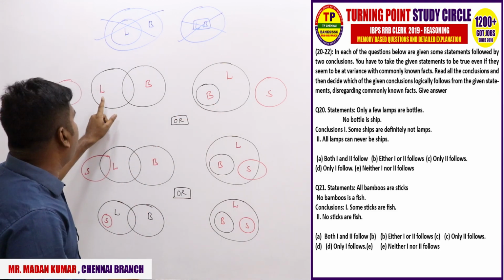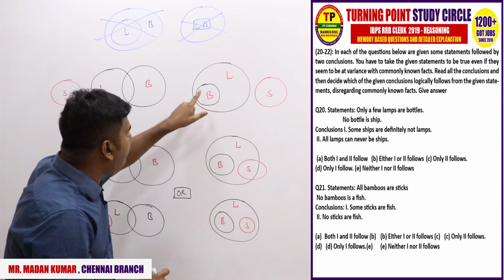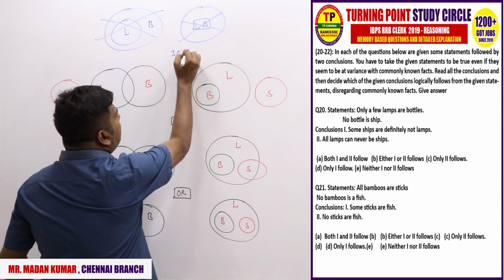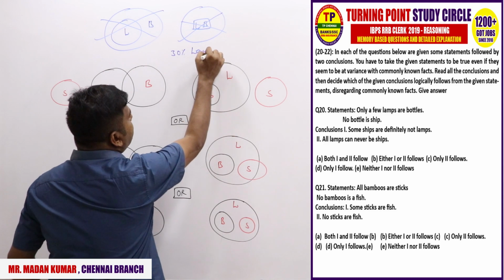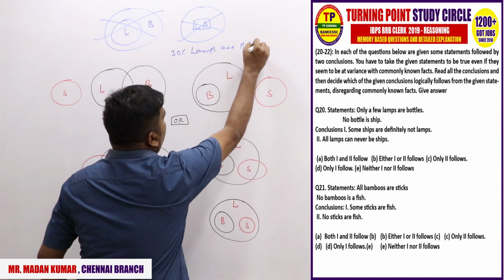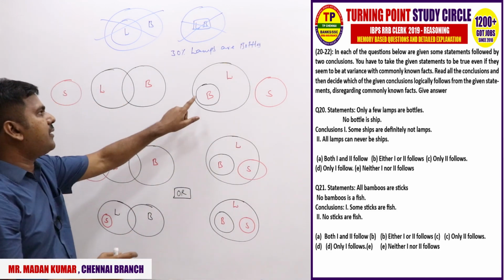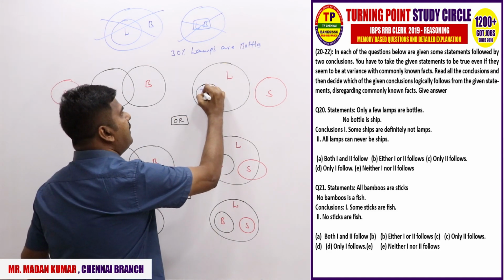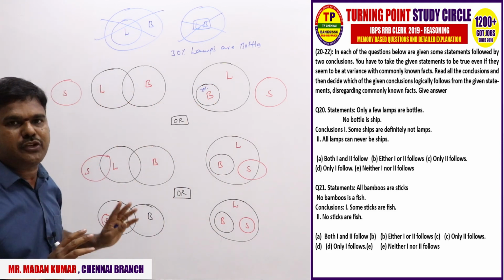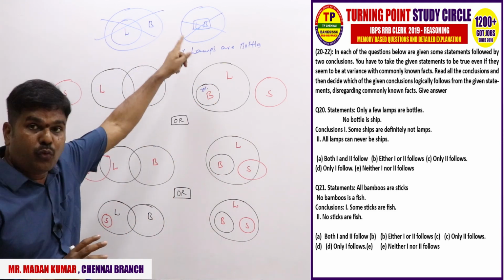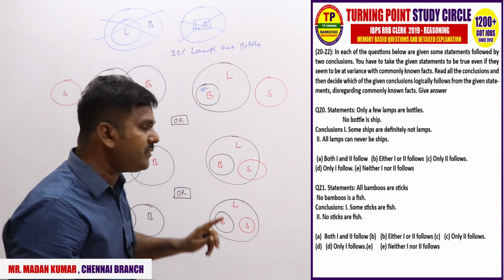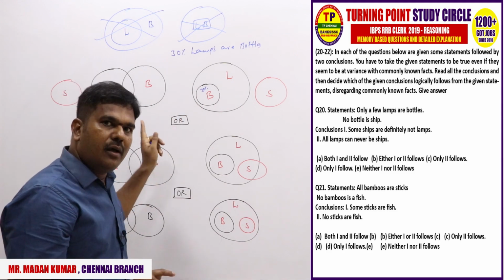So only a few lamps are bottles, or you can say 30% of lamps are bottles. If you consider this as 30%, then only a few means only these two options come into the picture. These two won't come into the picture. Hope you are clear, right? Only a few means you will be left with only two options.